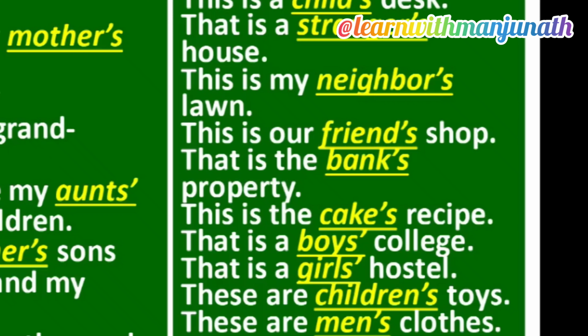Please repeat after me. My brother is my father's son. So father's, can you see apostrophe S? Can you see the symbol there? Symbol is very important. My uncle is my mother's brother. My sister is my grandfather's granddaughter.